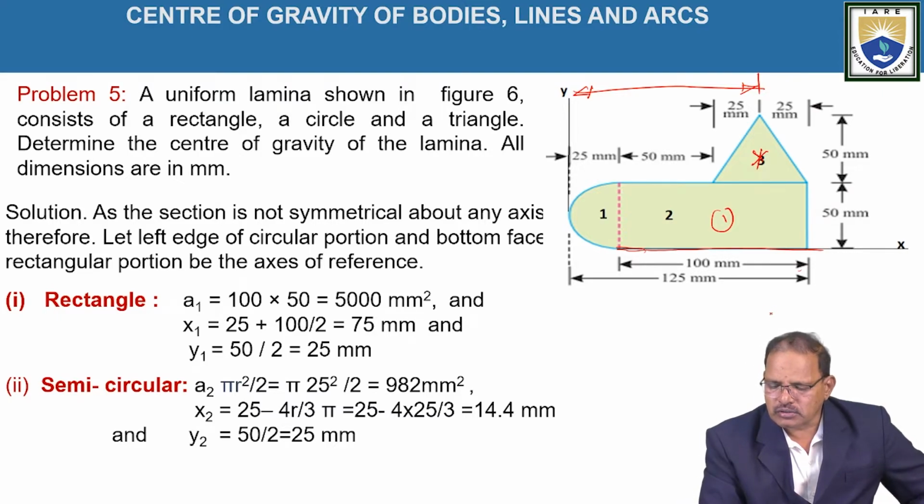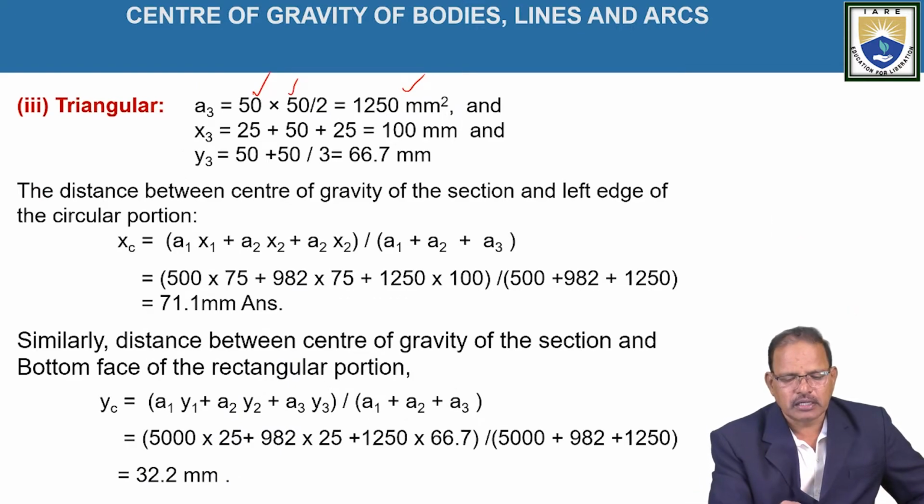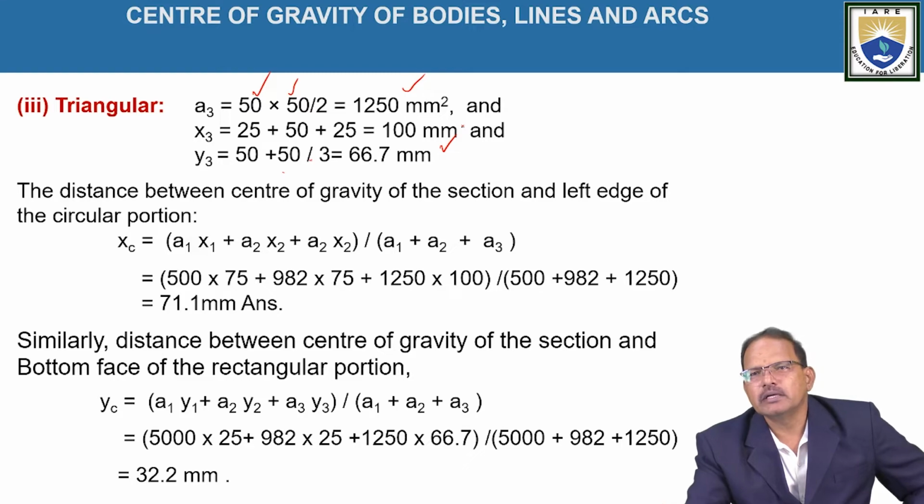Similarly, y3 we can take from the base as 50 mm, plus from the height it should be h by 3 only. That is 50 by 3. So from this relation, we get 50 plus 50 by 3, which is equal to 66.7 mm.